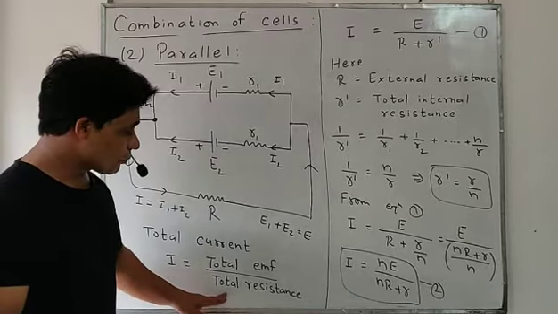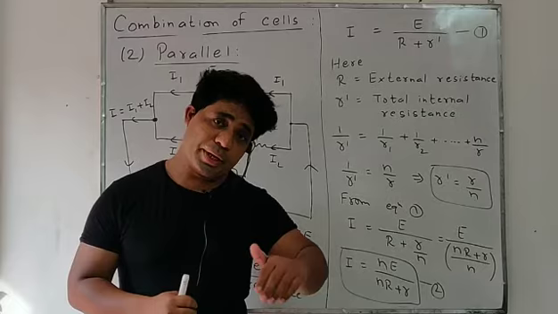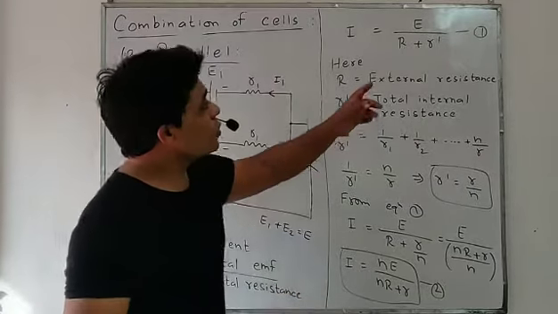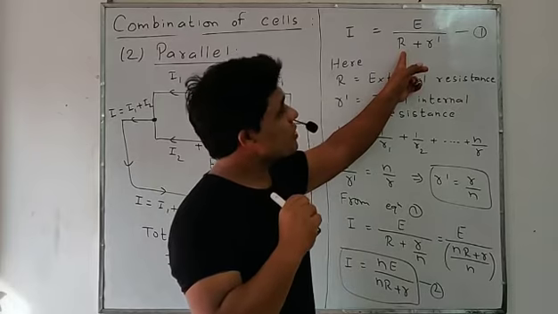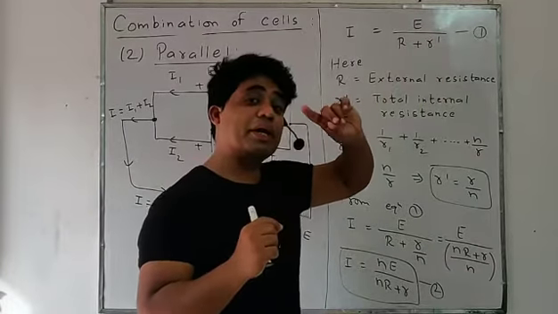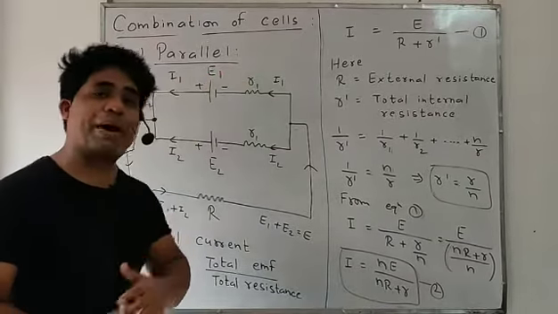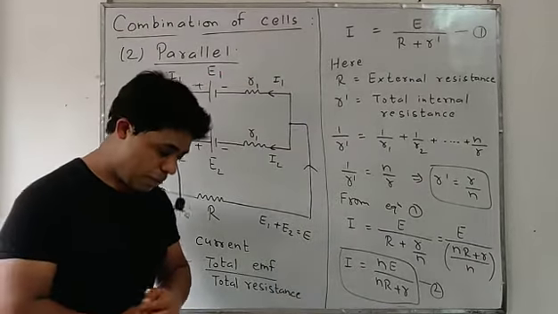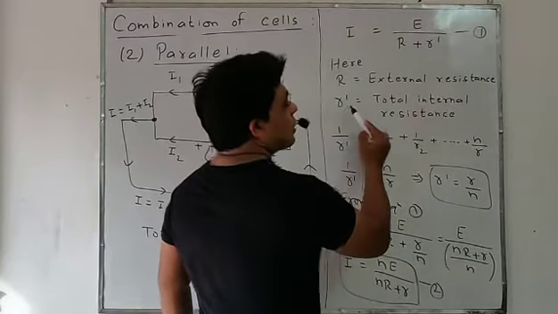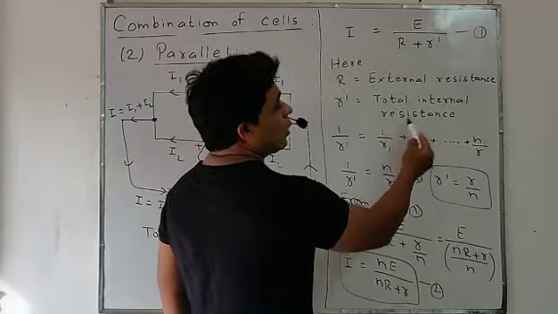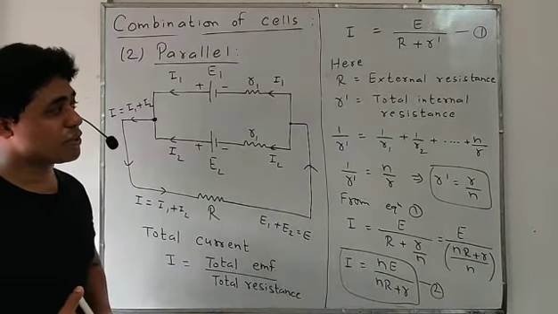And look at students, as total resistance, we are having two types of resistance, internal and external. So capital R is what? Capital R is external resistance, and R dash will be the total internal resistance of all the resistances that are connected in parallel combination. Okay, how can we find total internal resistance?